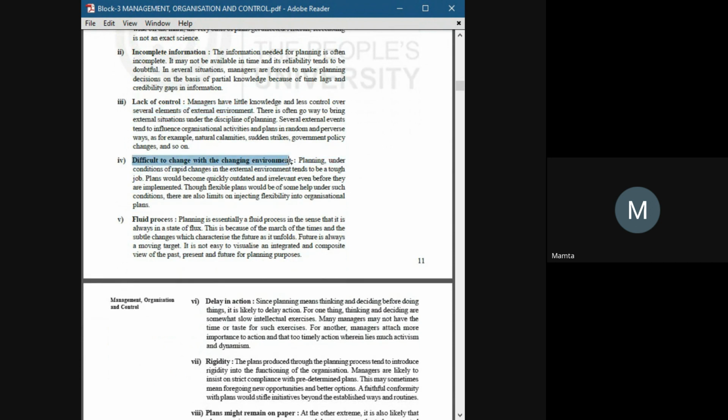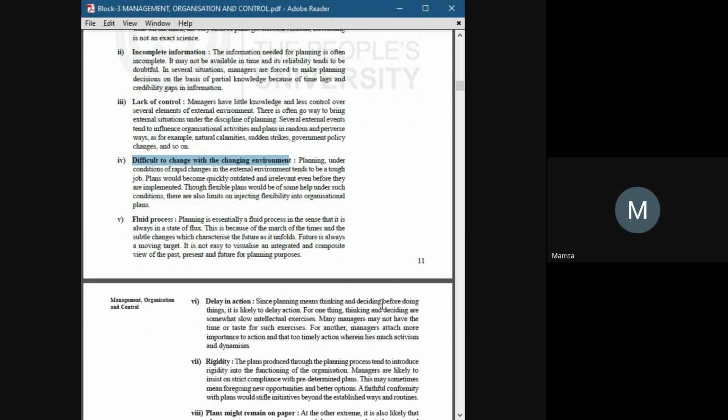Difficult to change with the changing environment. It is easy to write on paper that we will change or become flexible in planning, but when the situation arises, it will be difficult to change with the changing or dynamic environment. So planning under conditions of rapid changes in the external environment tends to be a tough job. Plans would become quickly outdated and irrelevant even before they are implemented.